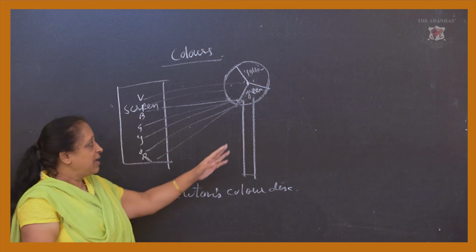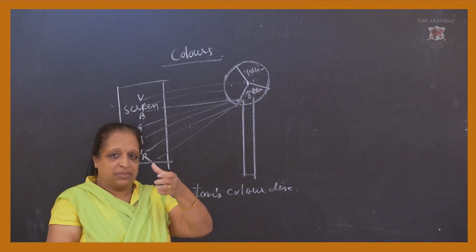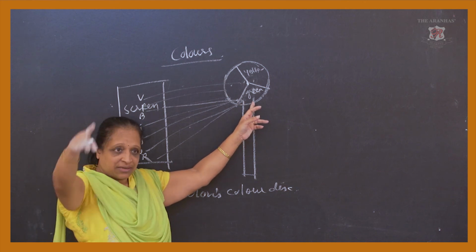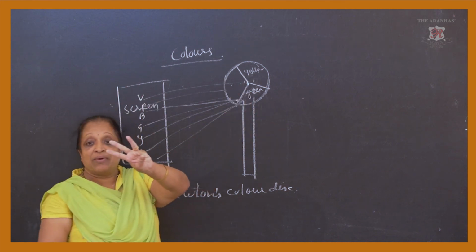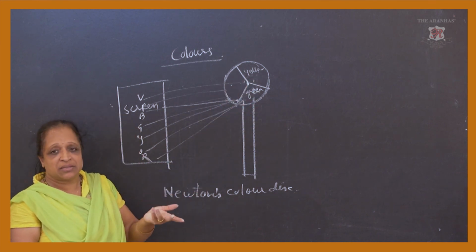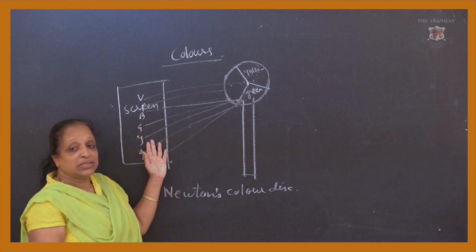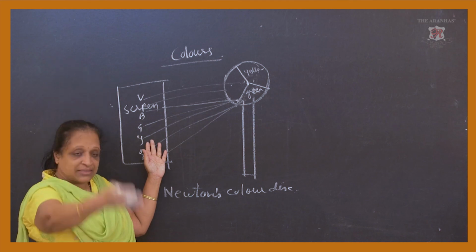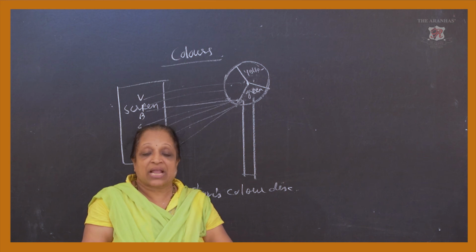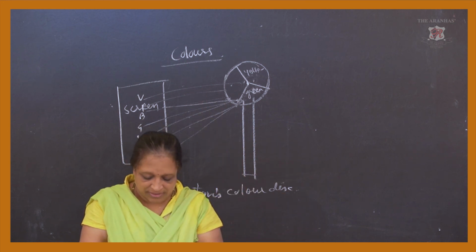Make any screen, take a stand, you can keep any strip, and on that fix the card sheet, cut a circle and divide that into 3 parts and choose any color. One you can keep white also, because white is the base for all the 7 colors. Give a jerk to that disc and you will find that on the screen you are getting the 7 colors, which is described as the Newton's color disc. And the reason is that the light is spread into the 7 colors.